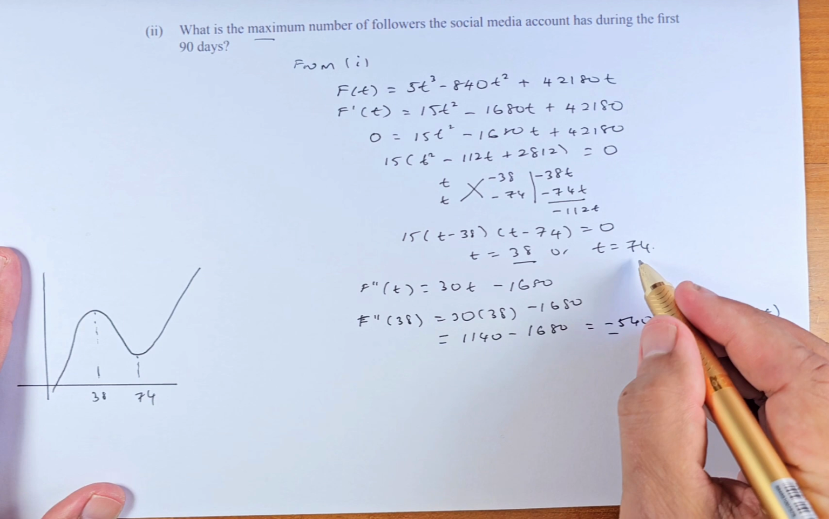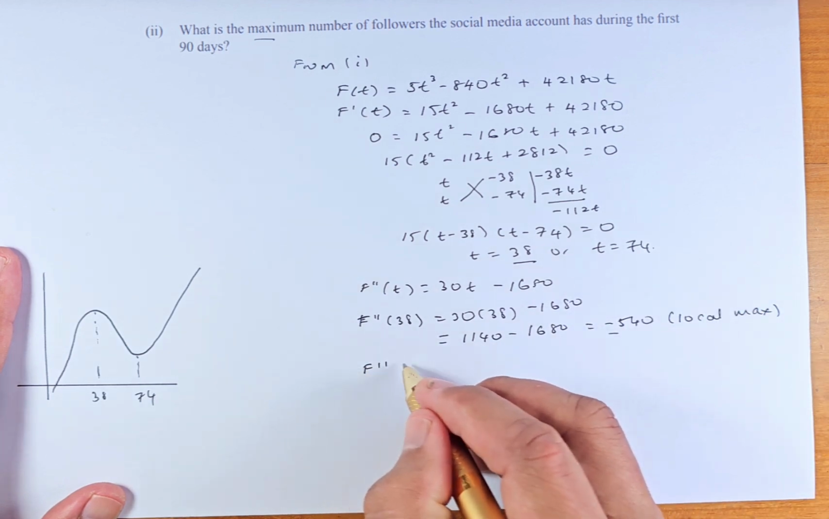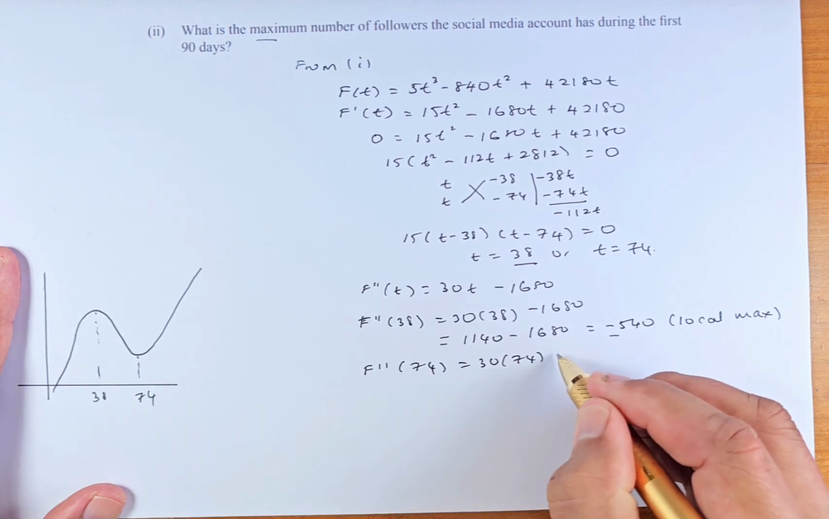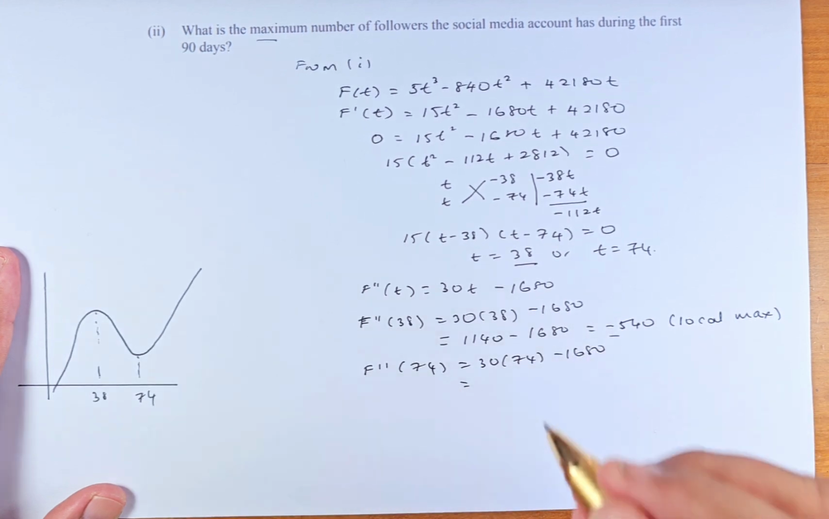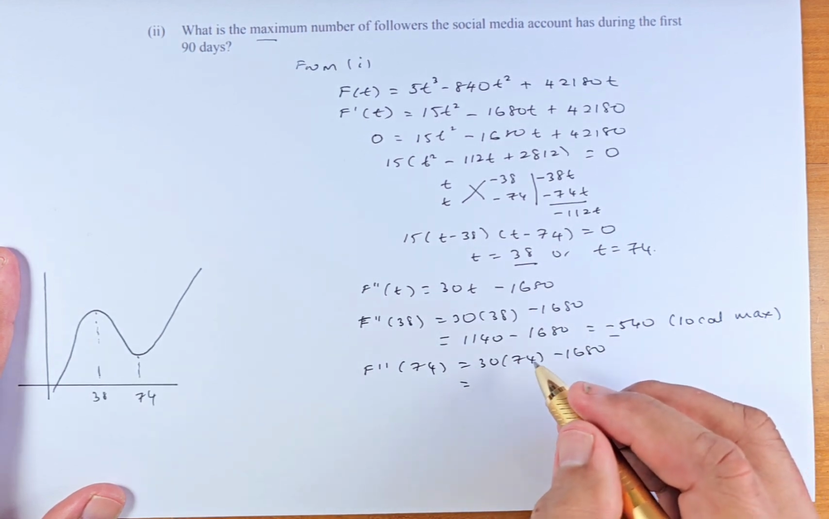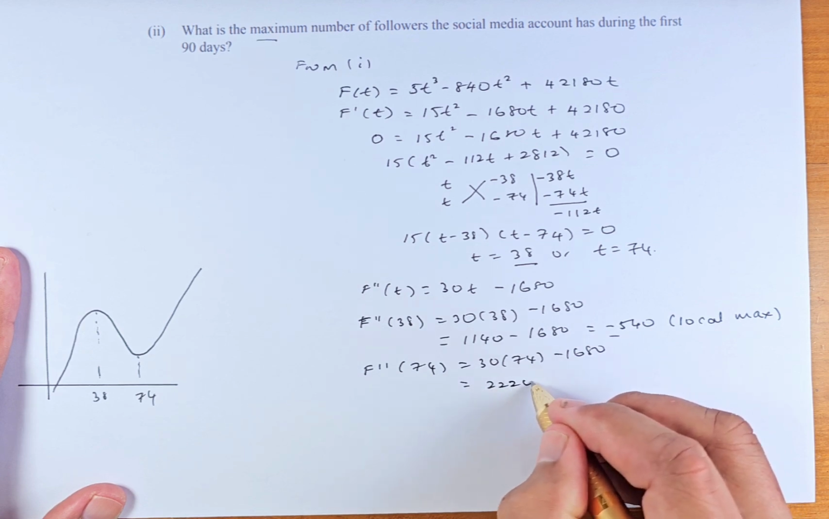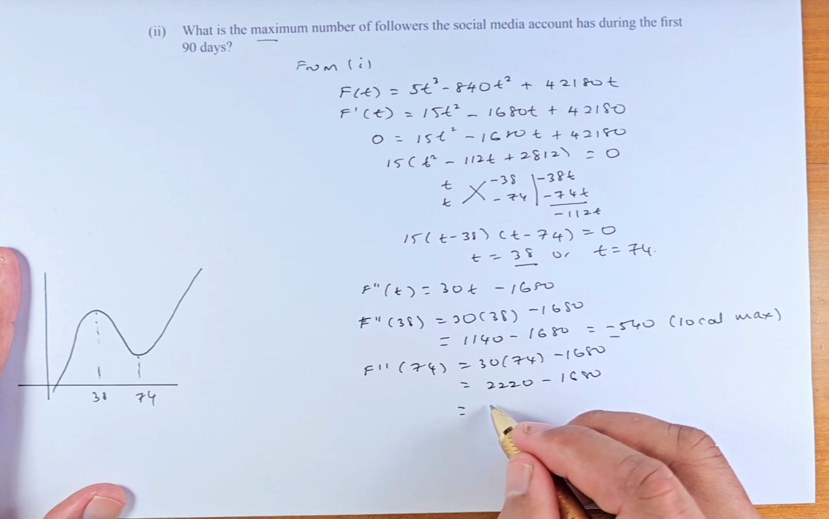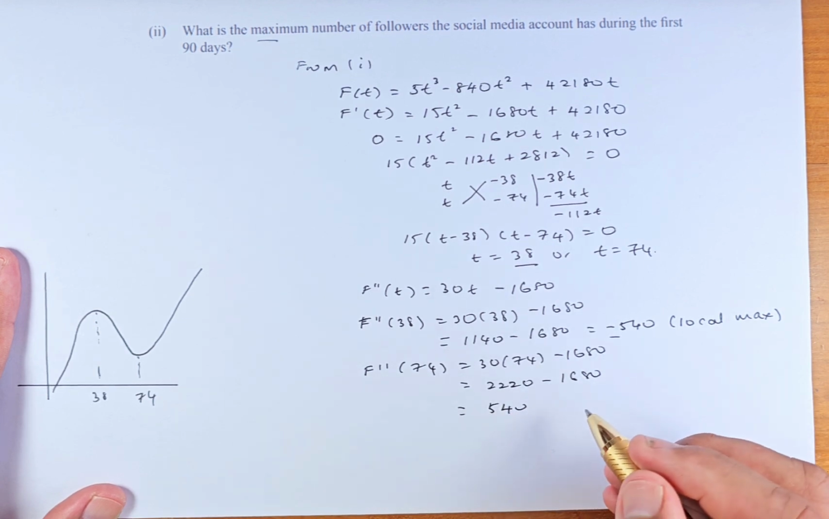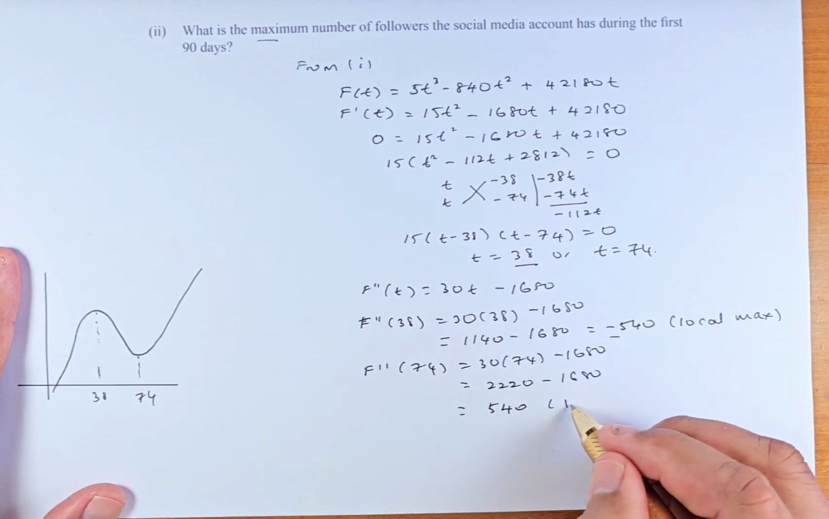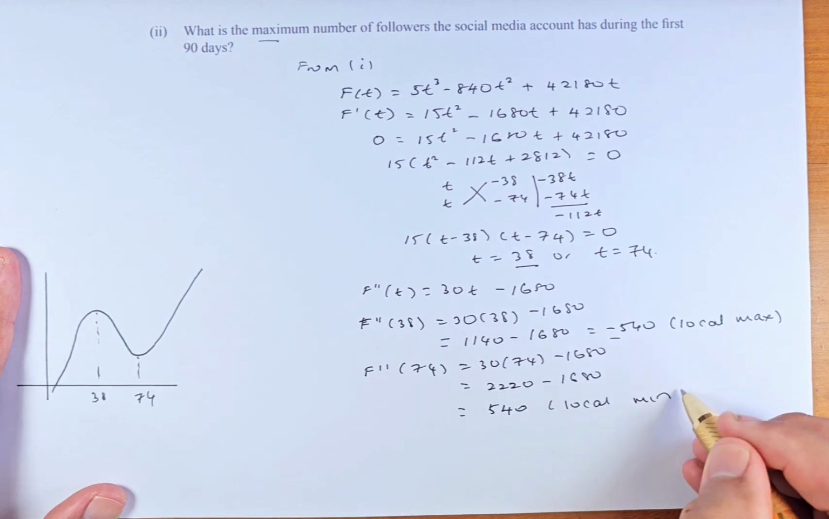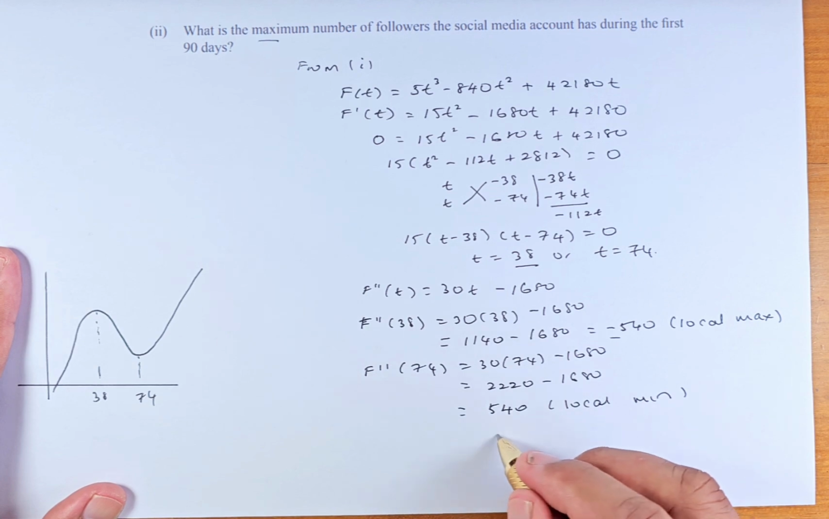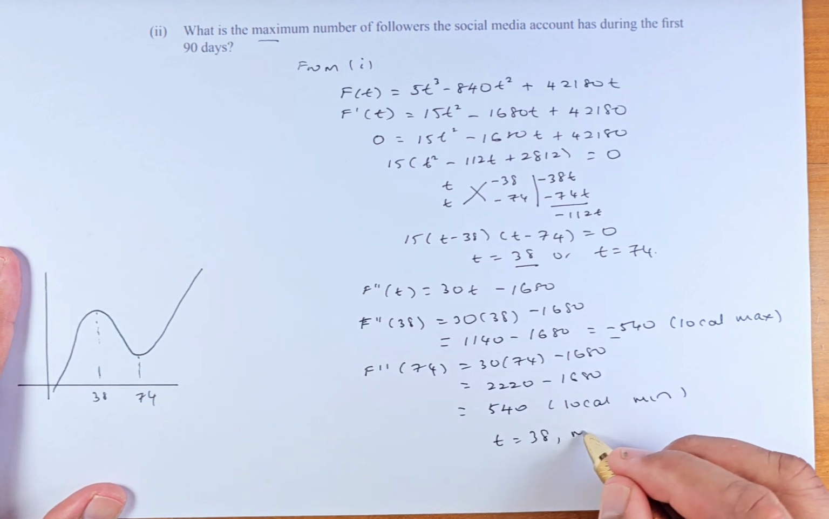So we're going to do the same thing for 74. f''(74) is going to be 30 times 74 minus 1680. 30 times 74, I calculated, is 2220, minus 1680, and the answer comes up to 540 this time. Positive 540, and so that is a local minimum. So we are right. The maximum happens when t equals 38. So t equals 38 is the maximum point.